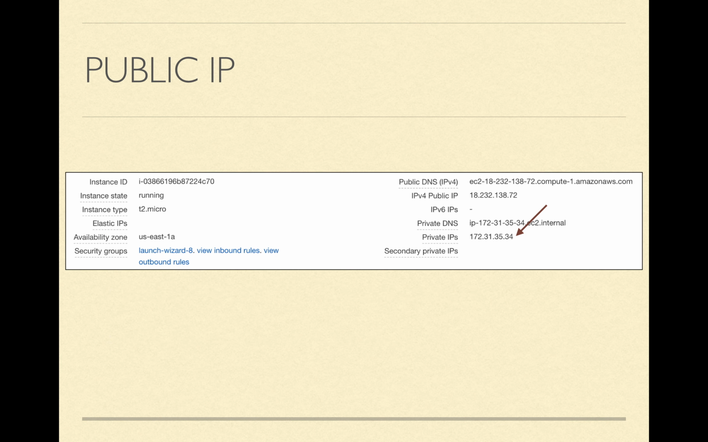So this is a screenshot of a server that has a private IP and has a public IP. And like I said before, this IP will change when you reboot the server because Amazon owns and controls this IP. And in this case, there's no elastic IP associated with this server.